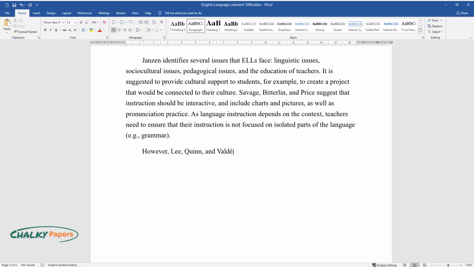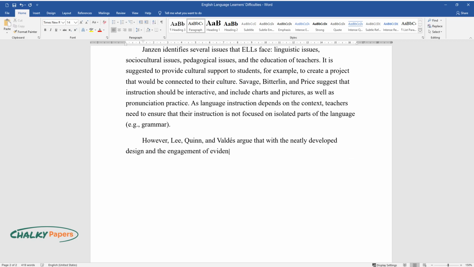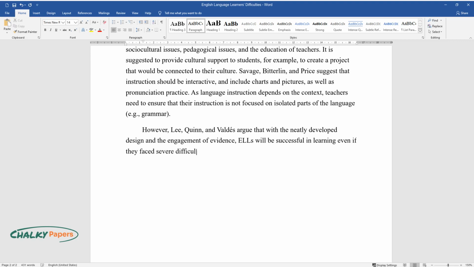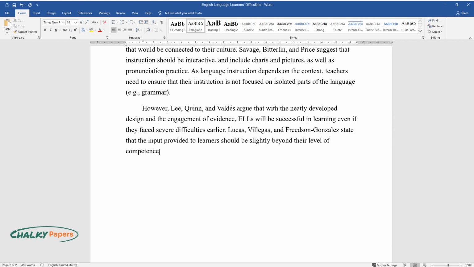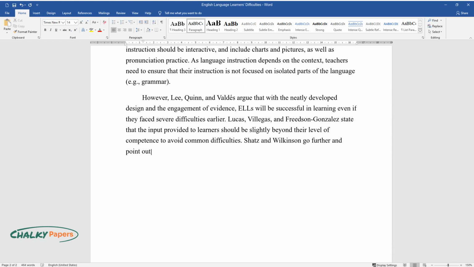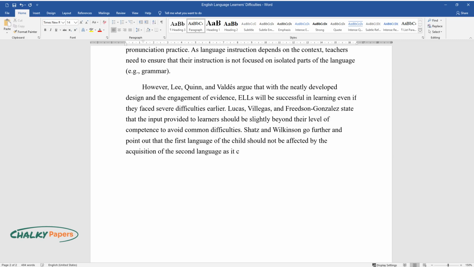However, Lee, Quinn, and Valdez argue that with the neatly developed design and the engagement of evidence, ELLs will be successful in learning even if they faced severe difficulties earlier. Lucas, Villegas, and Friedson Gonzalez state that the input provided to learners should be slightly beyond their level of competence to avoid common difficulties. Schatz and Wilkinson go further and point out that the first language of the child should not be affected by the acquisition of the second language as it can affect their cultural identity.